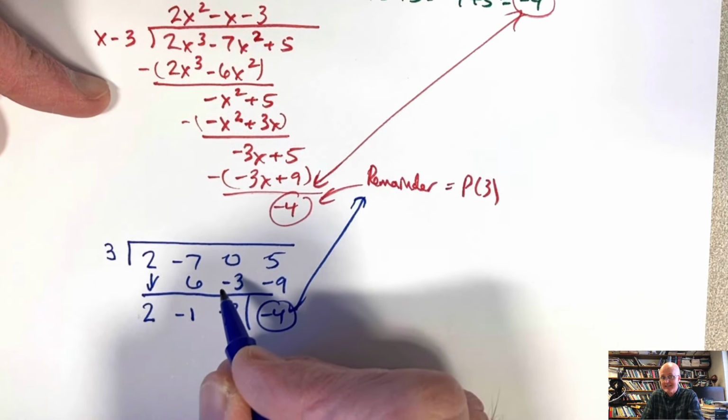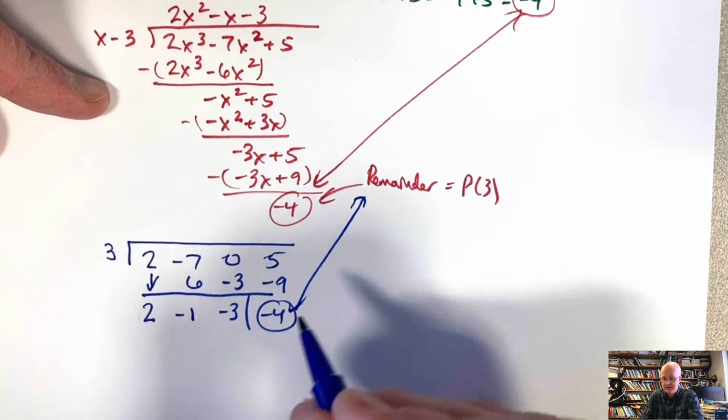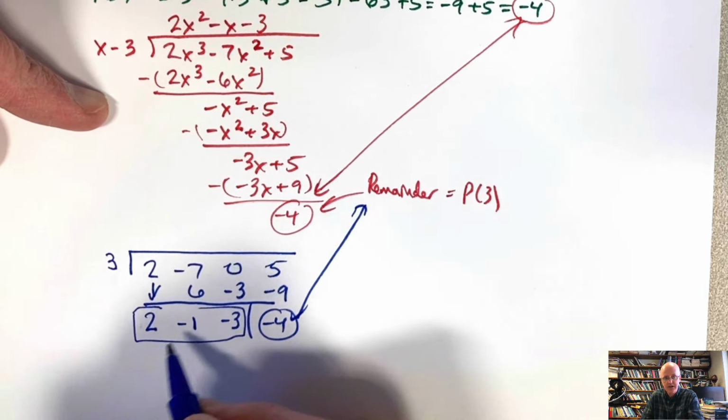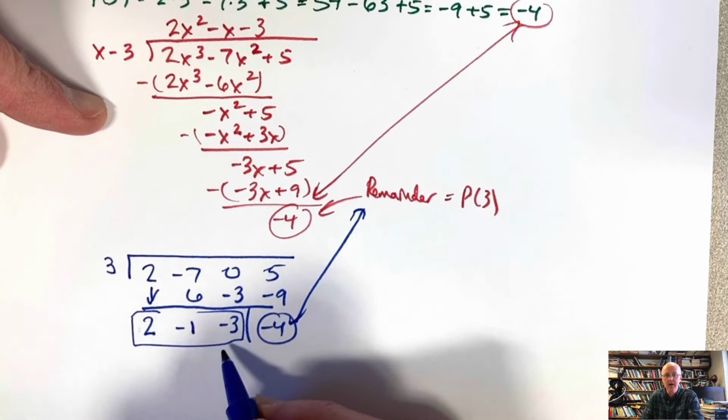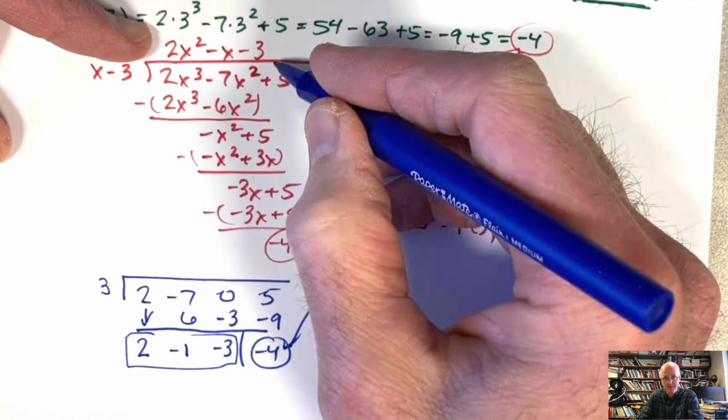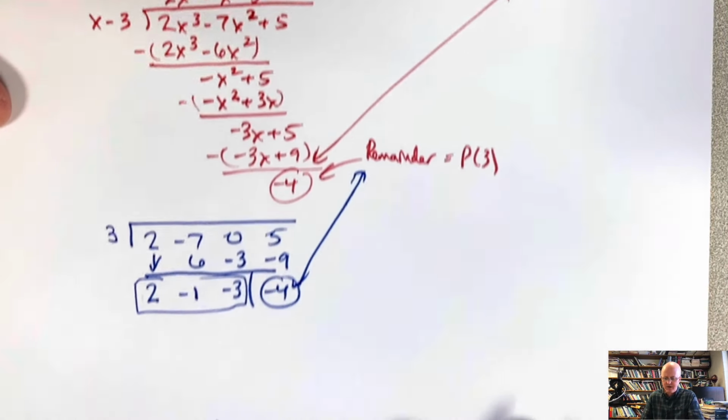You don't have to deal with the x's here either. Okay, just do it in this way. Do notice, however, as well, that the coefficients that I have here, 2, negative 1, negative 3, are indeed the coefficients of the quotient, 2, negative 1, and negative 3. But why does this work?